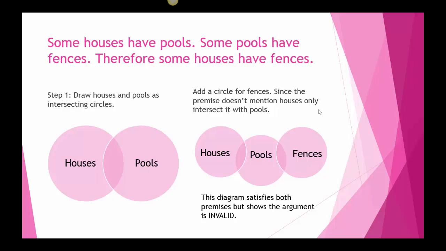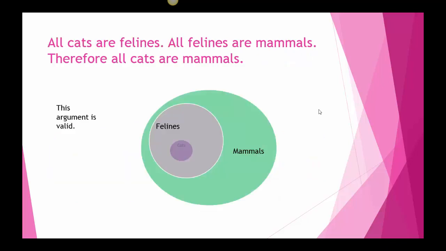All right. Therefore, some houses have fences. Well, not according to what I was told. I wasn't given enough information for that to be true. So it's important that when I added that fence circle, I need to make it work where the premise still makes sense. So my houses have pools, some of the pools have fences, but there was nothing that guaranteed that any houses have fences. Okay, so let's try again.